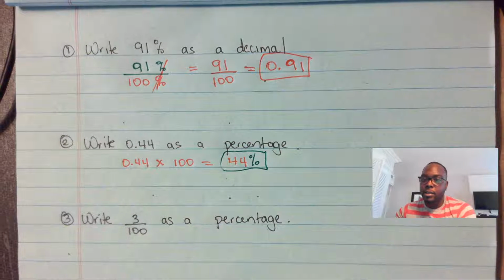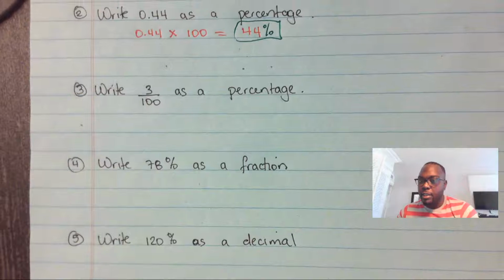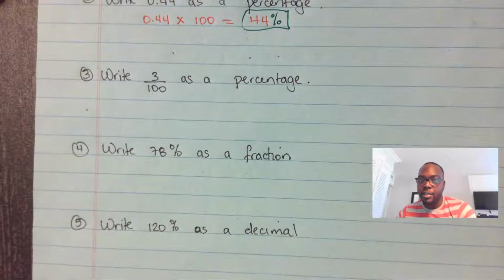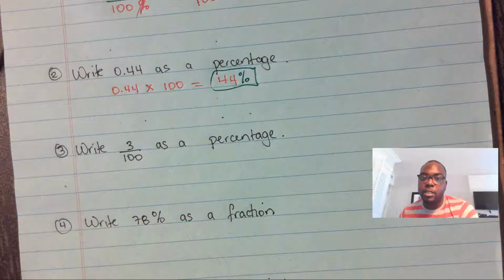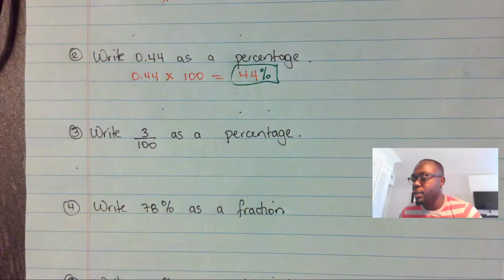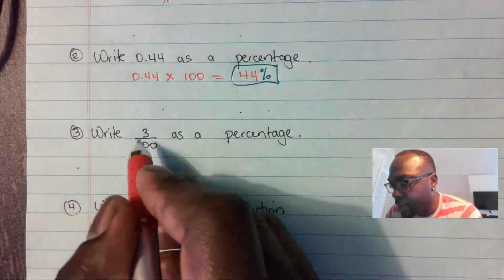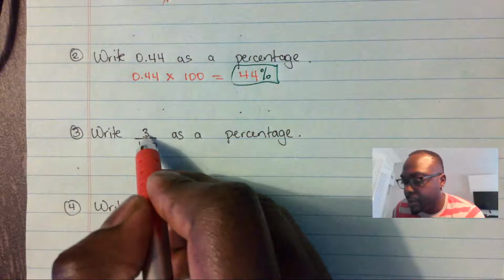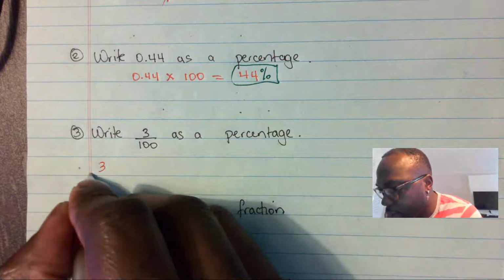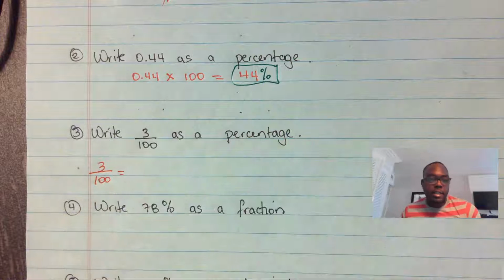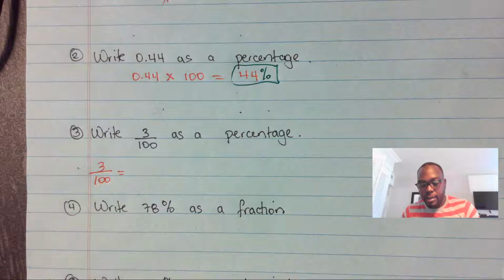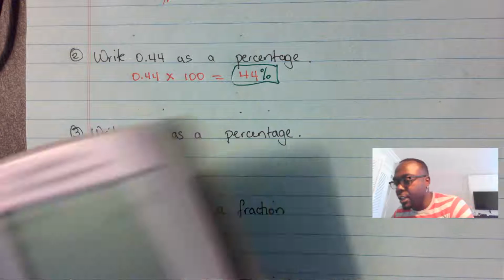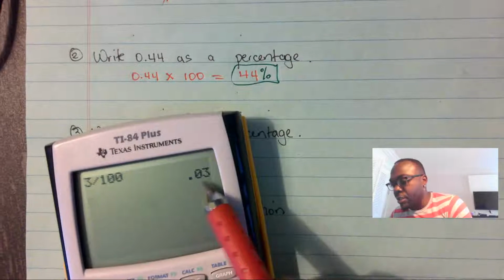Let's look at another example here. Now we're going from writing a fraction as a percentage. There are multiple ways of doing this. Remember, there's no set way of doing it. One of the ways that you can do it is to divide 3 over 100. When you plug this in your calculator, all you have to do is 3 divided by 100. If I do 3 divided by 100, you're going to get 0.03.